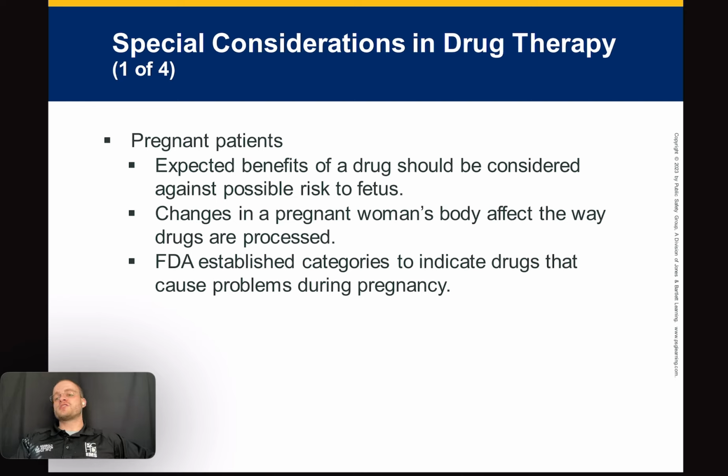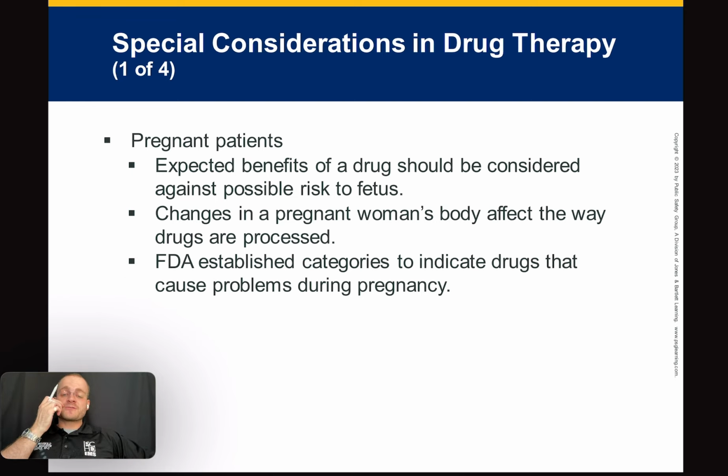Changes in pregnant women's bodies affect the way drugs are processed. It's true they have more plasma, their body works a little faster, they have a higher heart rate, their kidneys tend to get a little wrecked a little bit more. So just something to consider. They can also have a little bit of liver issue, and that's not normal, but it's almost to be expected, right?